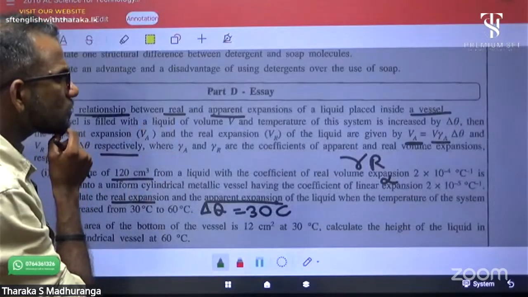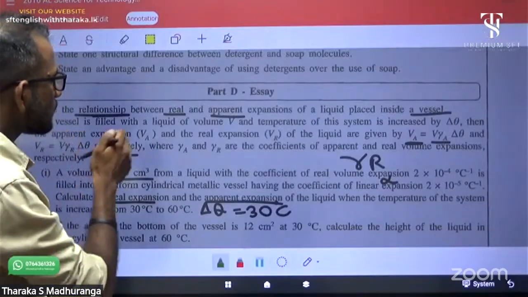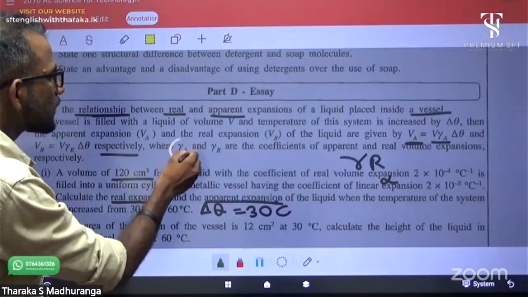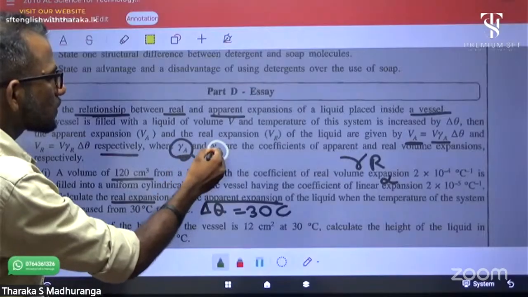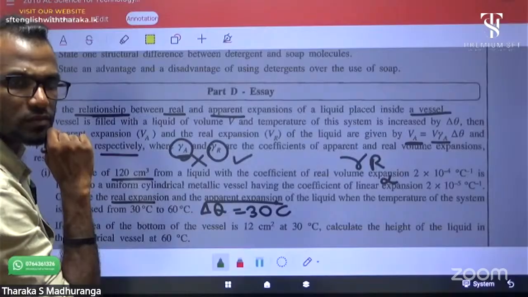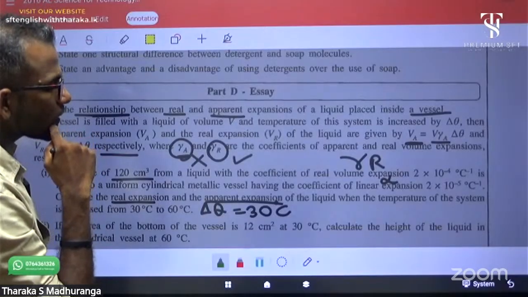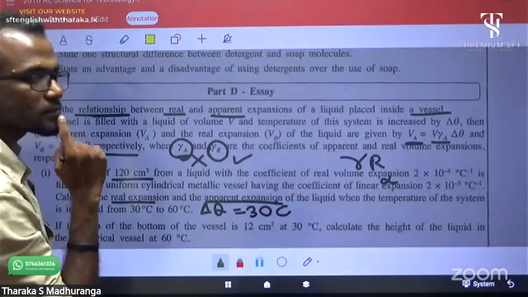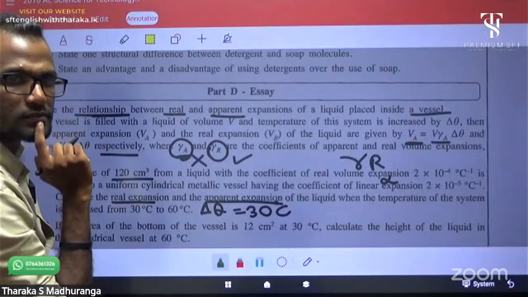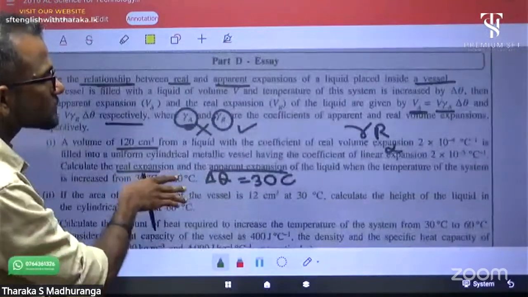But the coefficient of apparent expansion is not given. The real one is given. Then what to do? Nabil, how can we find the apparent expansion? Any idea? Anyone? Vihanger? How can we find the apparent expansion?